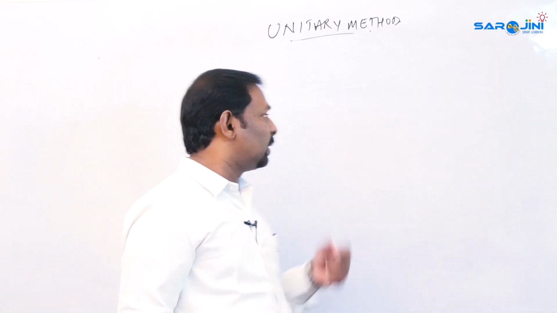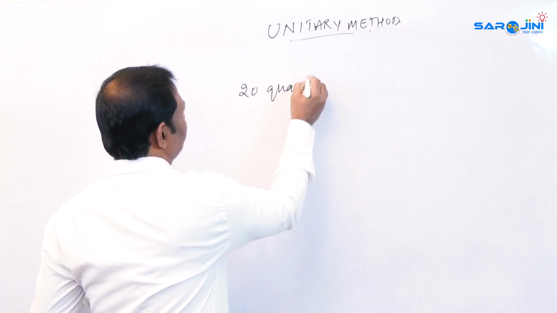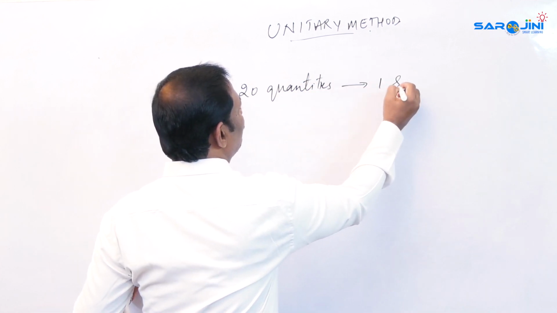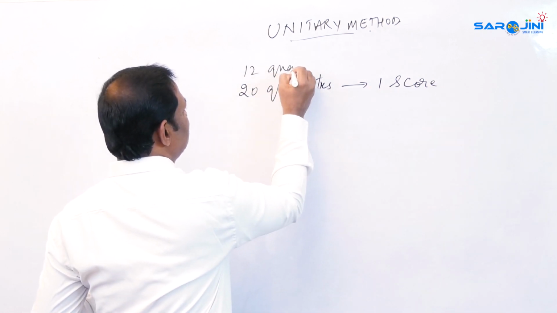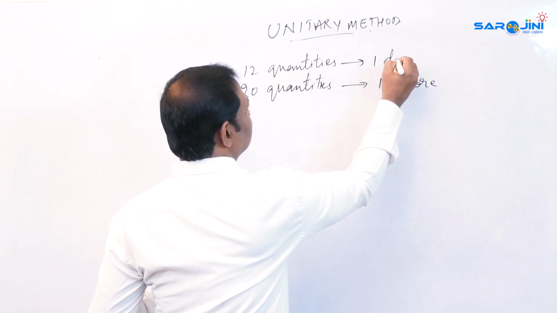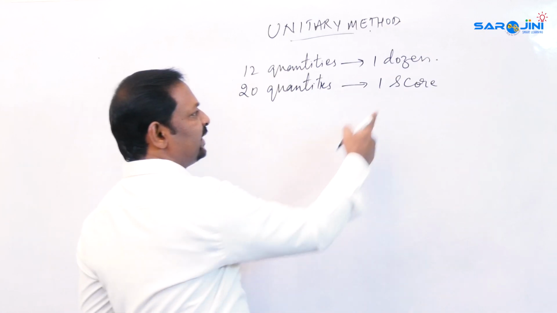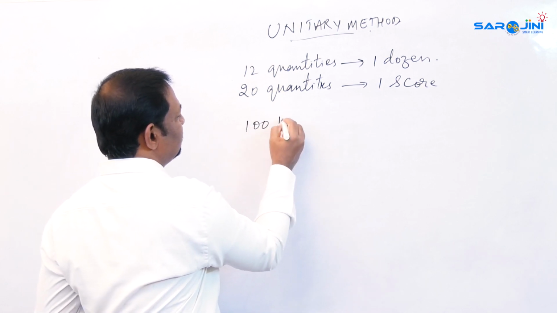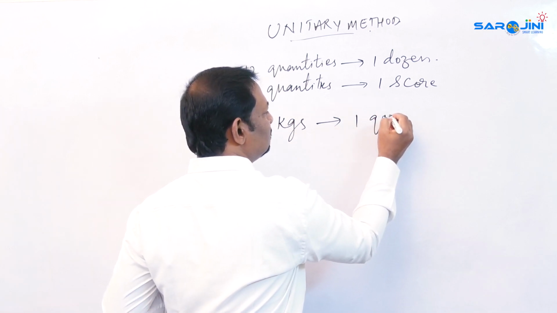And also, 20 quantities is equal to 1 score. You can call it 1 score. Just now we discussed 12 quantities is equal to 1 dozen. Similarly, 20 quantities is 1 score. And also, if you take 100 kgs, that is 1 quintal.